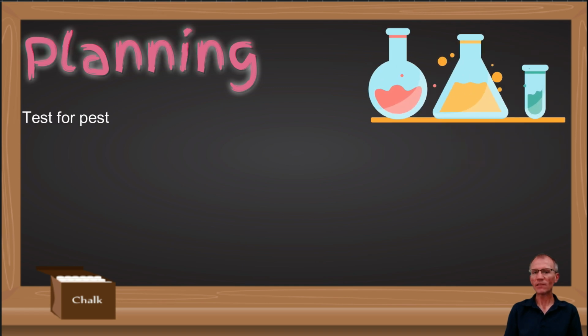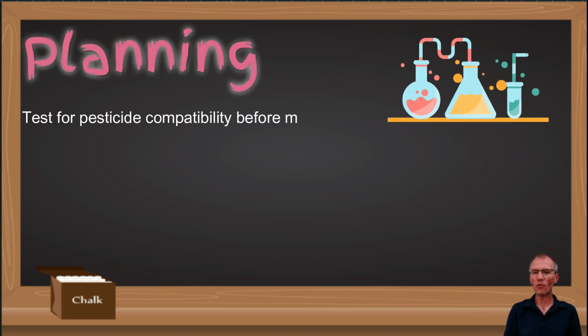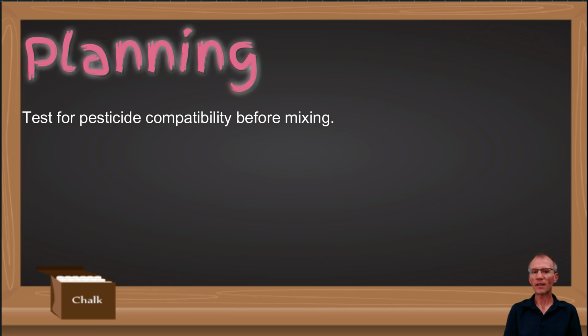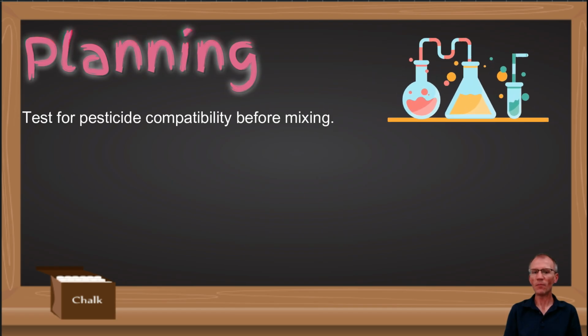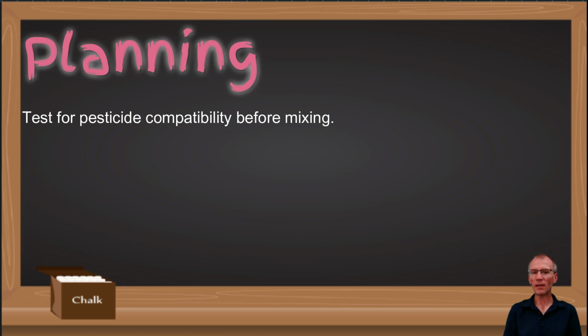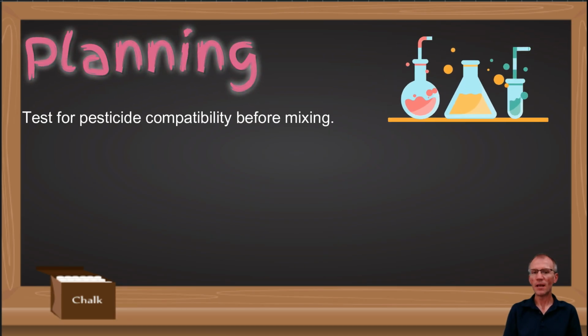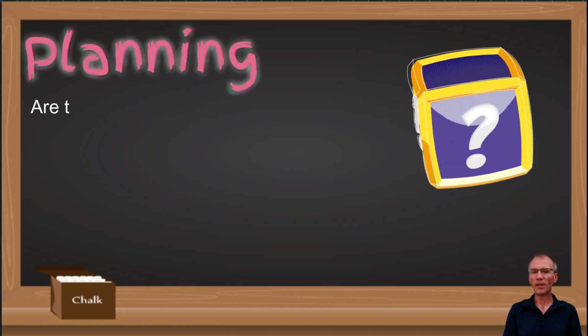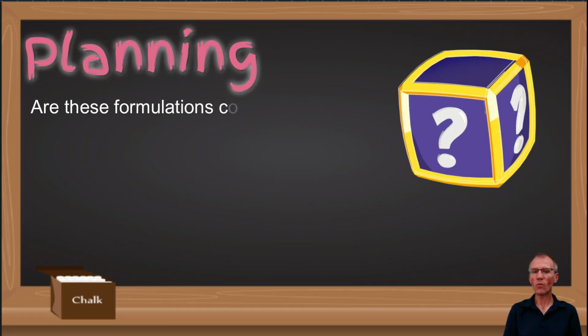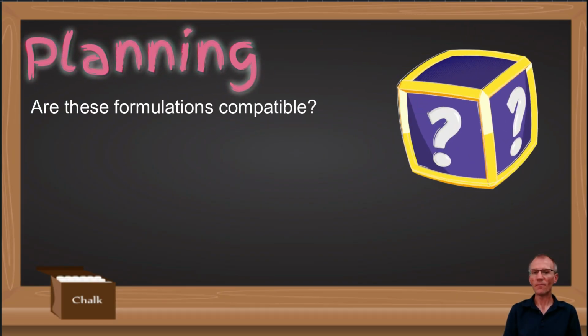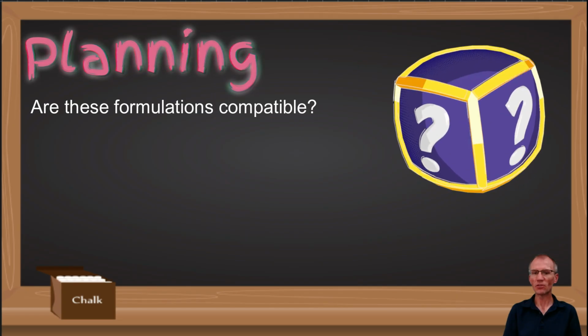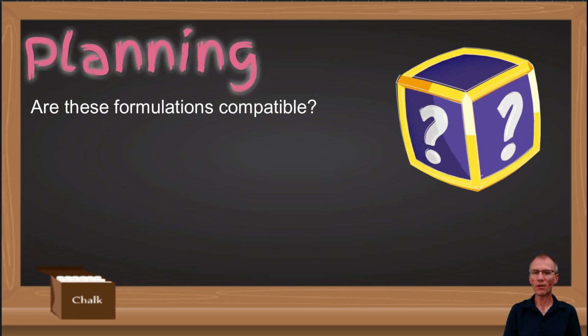We need to test for pesticide compatibility before mixing. You do not want to mix products together that are not compatible. You have to make sure if you're dealing with 2 different formulations, before you mix them together, please make sure they're compatible. You never want to use 2 products that aren't compatible because you're going to have a mess with those 2 pesticides being mixed together.